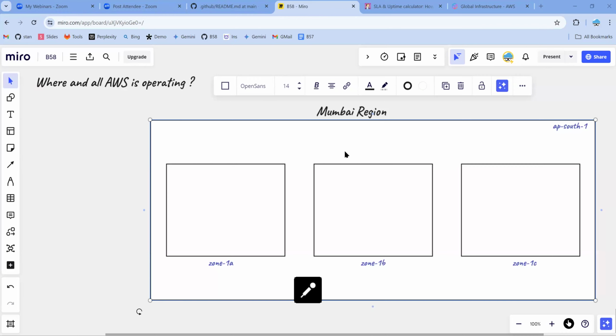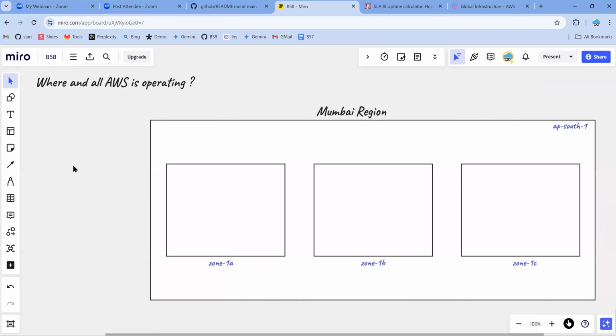Okay, so one is zone 1A, another is zone 1B, and another is zone 1C. These are physical locations which are separated from each other, but all of them will have very high speed internet connection between them.